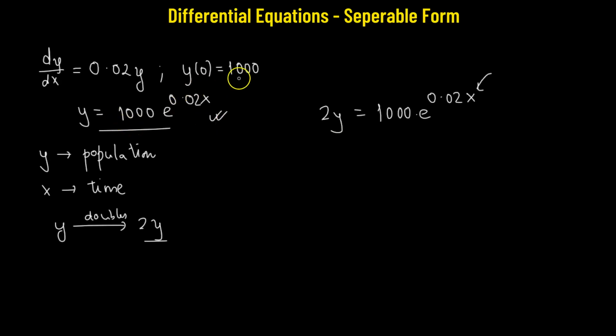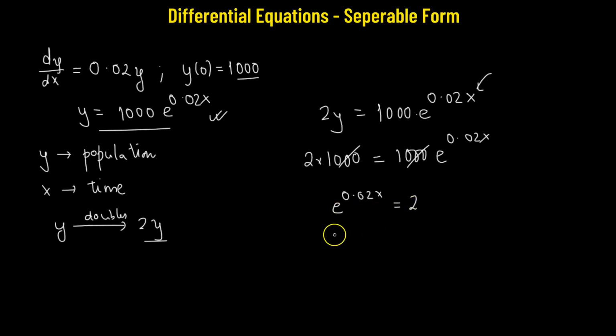Here y initially is 1000. So when it becomes double, this will simply become 2 times 1000 equals 1000 times e raised to the power 0.02x. The 1000 and 1000 go away. So we have e raised to the power of 0.02x equals 2. Let's take the natural log on both sides. This will give us 0.02x equals natural log of 2. We have x equals 1 over 0.02 times natural log of 2.